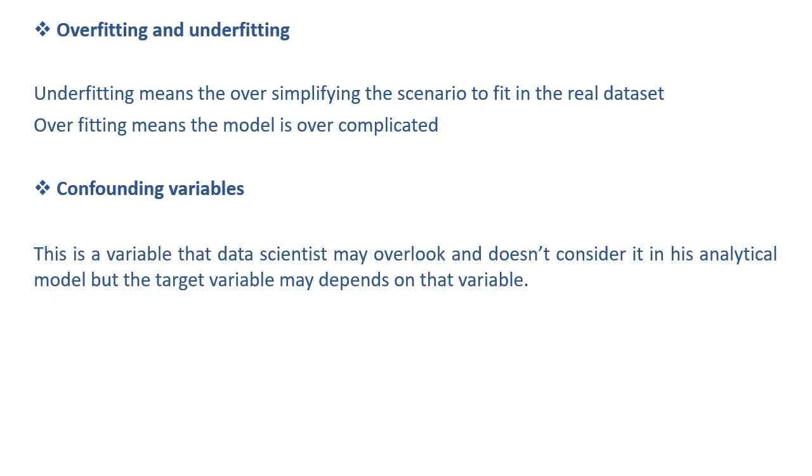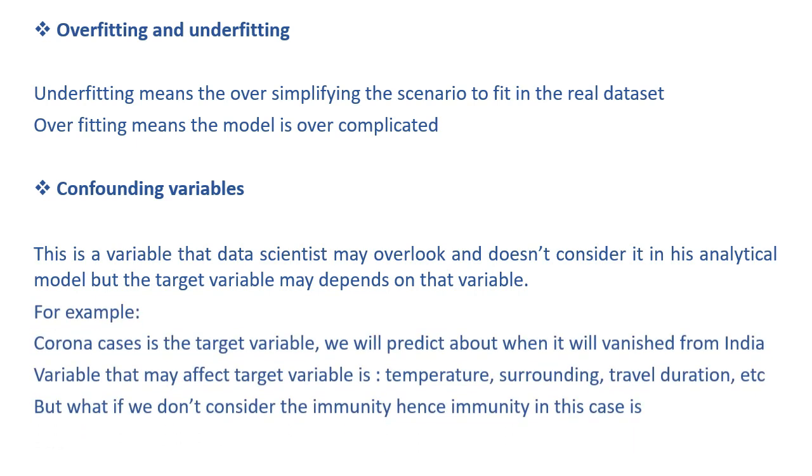Now, what are confounding variables? This is a very interesting one. This is a variable that a data scientist may overlook and doesn't consider in his analytical model. Why? Because the target variable may depend on that variable. Let us consider an example. We want to calculate the number of confirmed cases of corona. So this will be our target variable.